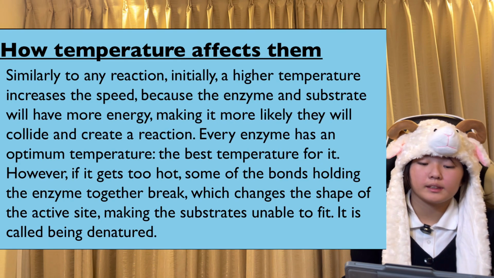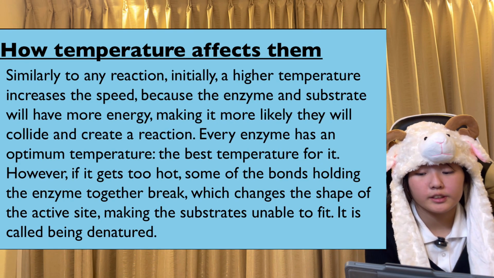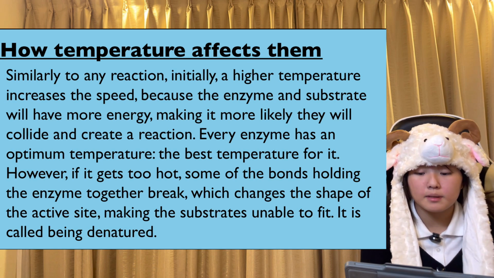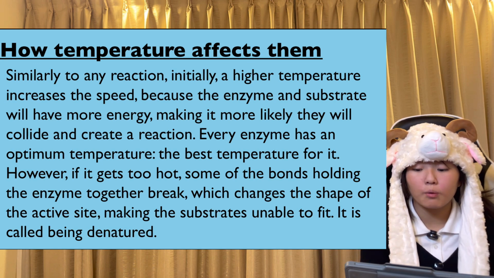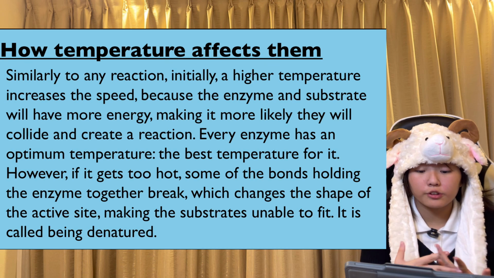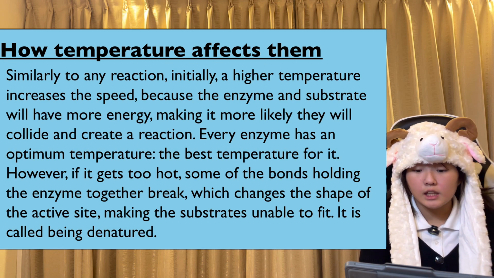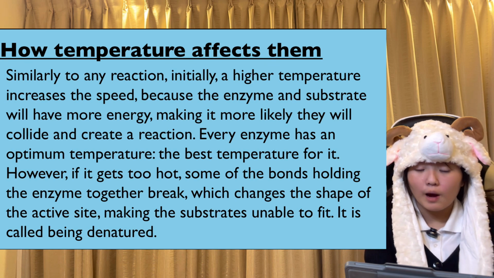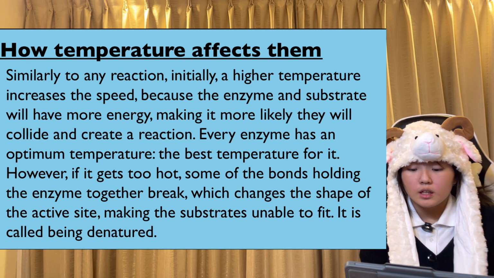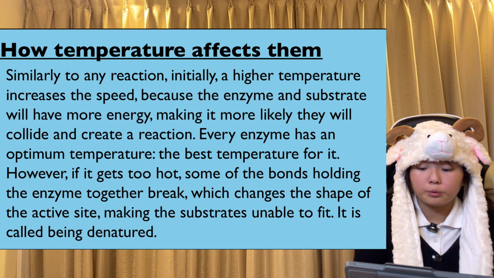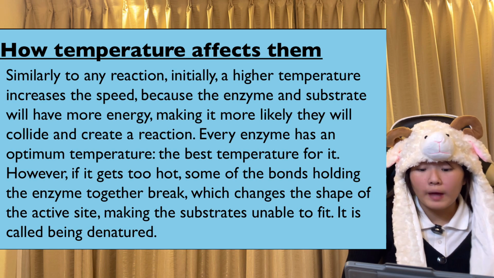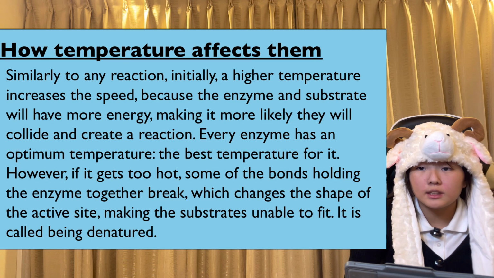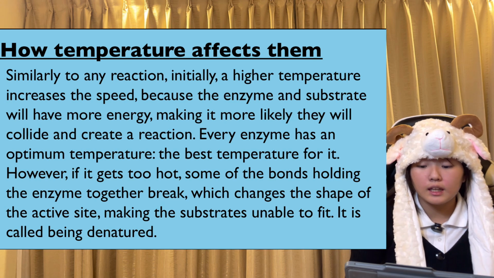How temperature affects them. Similarly to any reaction, initially a higher temperature increases the speed because the enzyme and substrate will have more energy, making it more likely they will collide and create a reaction. Every enzyme has an optimum temperature, the best temperature for it. However, if it gets too hot, the bonds holding the enzyme together will break, which changes the shape of the active site, making the substrates unable to fit. This is called being denatured, and this is killing the enzymes.